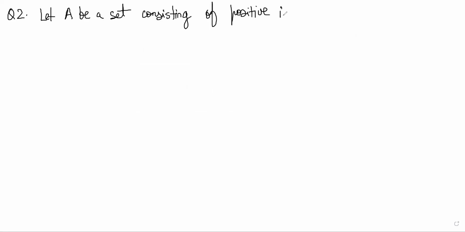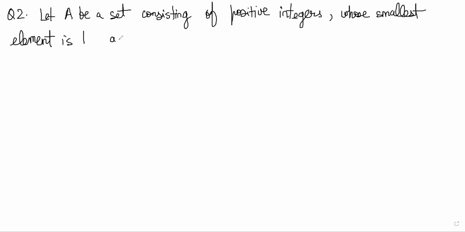Question 2 says this. Let A be a set consisting of positive integers whose smallest element is 1, and largest element is 100, right? Now, the property that we have to worry about here is this.